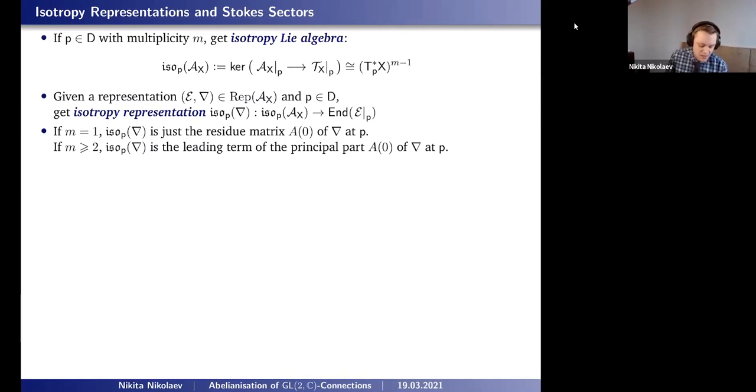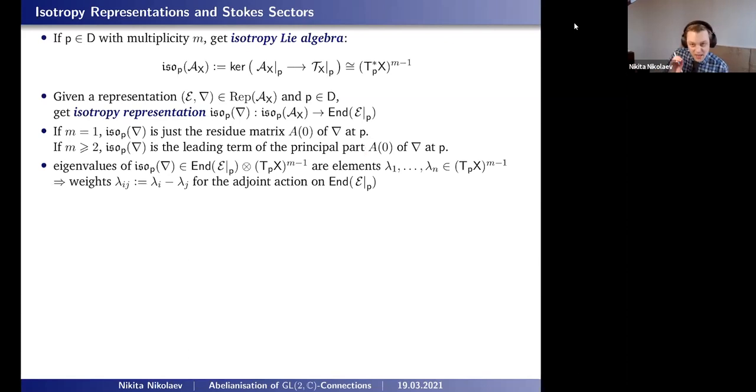And then in higher rank, it's a bit more complicated, but it's the leading term of the principal part. So if the multiplicity of P is M, that means the matrix of my connection has leading term dz over z to the M. And in front of that term, I have a constant matrix. So that's the leading order term, A0. And again, that is an endomorphism.